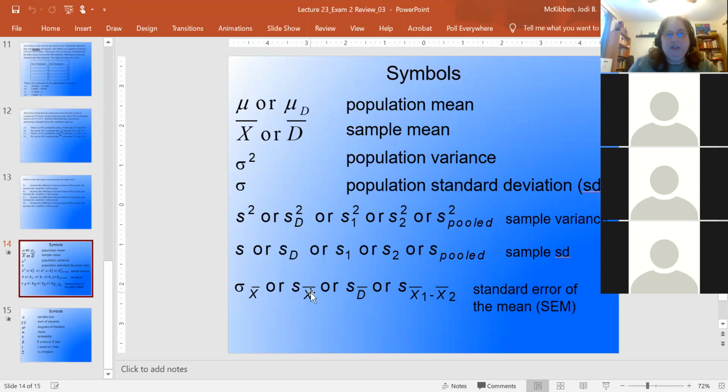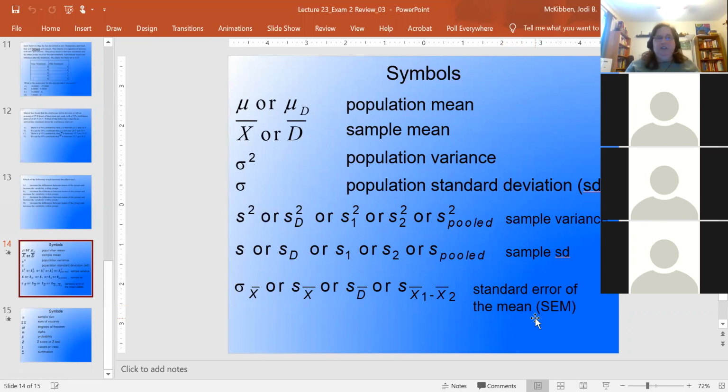If we take this with a little X bar, or D bar, or X bar 1 minus X bar 2, it's a standard error again, this time for the sample. So, sampling distribution of means for a sample: take that sample many, many, many times, take the average of each one of those samples and plot it. That's how we get our sampling distribution of means, if you remember. This is the average spread for our sampling distribution of means.